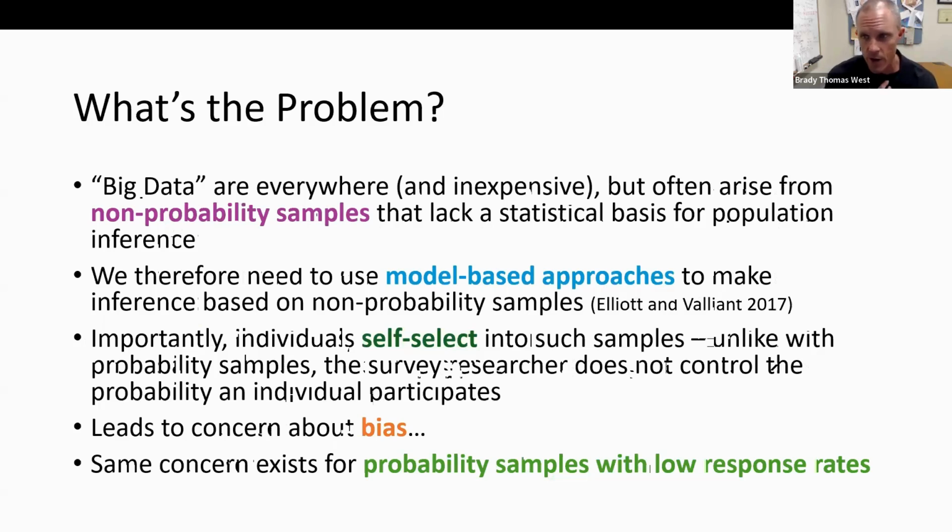And individuals will often self-select into these samples. They might volunteer. They might hear about it from their friends. And unlike with probability samples, the researcher can't control the probability that an individual participates in one of these studies. This leads to concern about bias in the estimates that we're producing. And similar concerns exist for probability samples that have low response rates. And some response rates tend to be so low that it's hard to still call these samples actually probability samples.